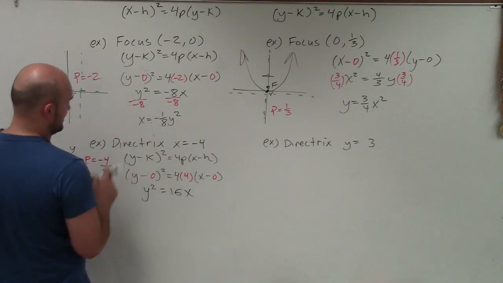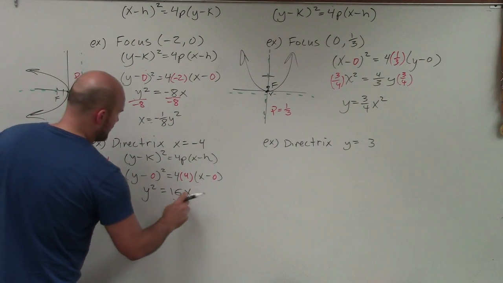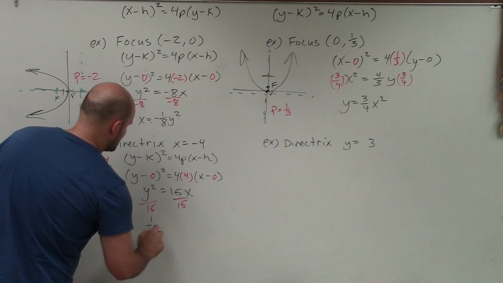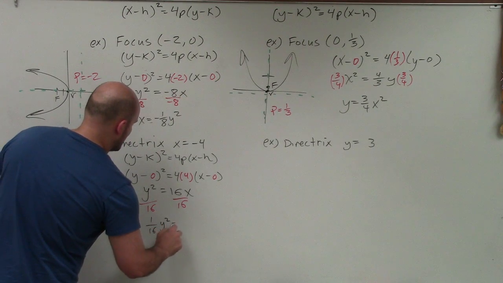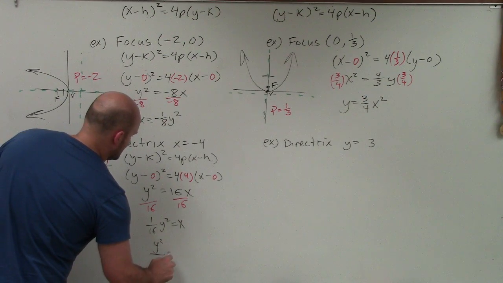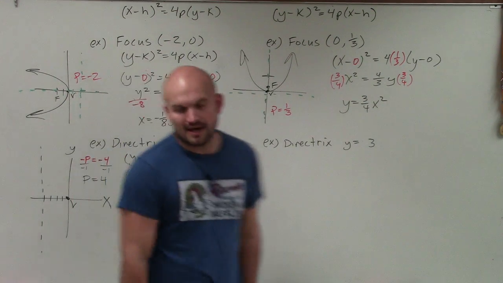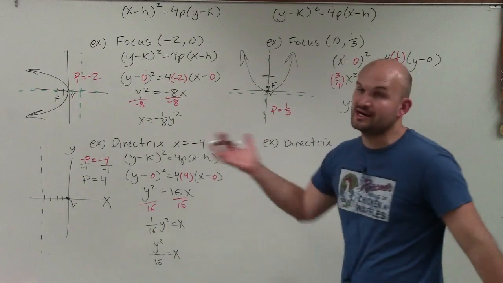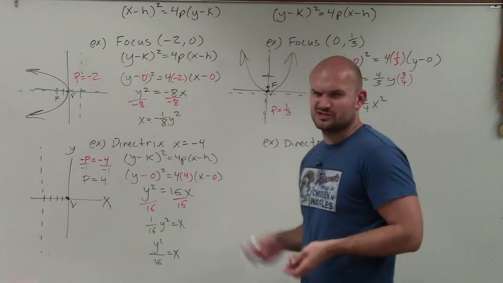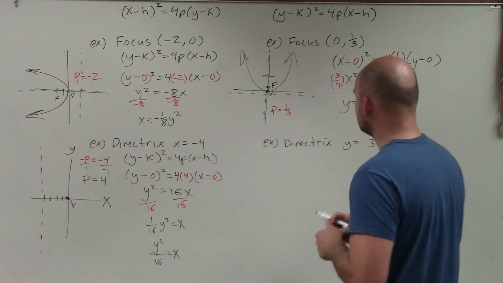Again, we can do the same thing like we did over here. Here's conic section form, but if you want to write it in standard form, we could write it as 1/16 y squared equals x, or y squared over 16 equals x. There's multiple forms. I usually like to have my students write in conic section form as well as standard form, just so they can see the differences.